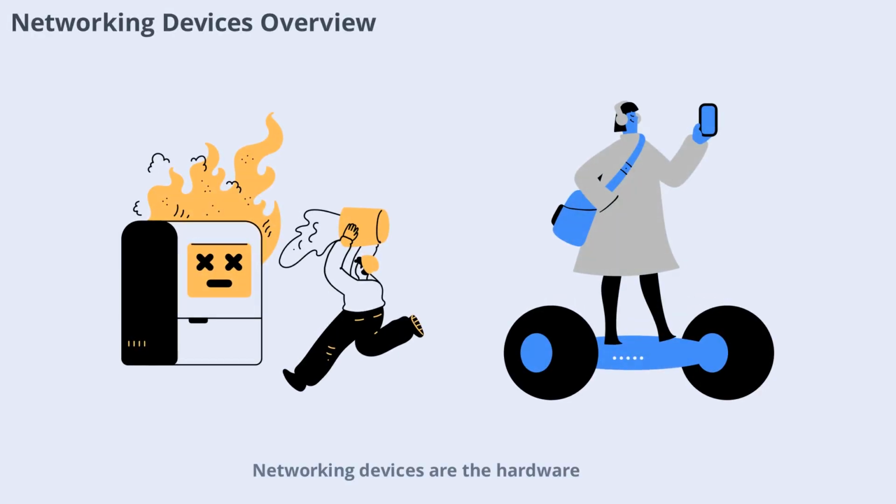Networking devices are the hardware components that make data communication possible. Each device has a specific role, from connecting computers to managing data flow. Understanding these devices helps us build efficient and secure networks. Let's look at the main devices: hub, switch, router, modem, repeater, gateway, and bridge.